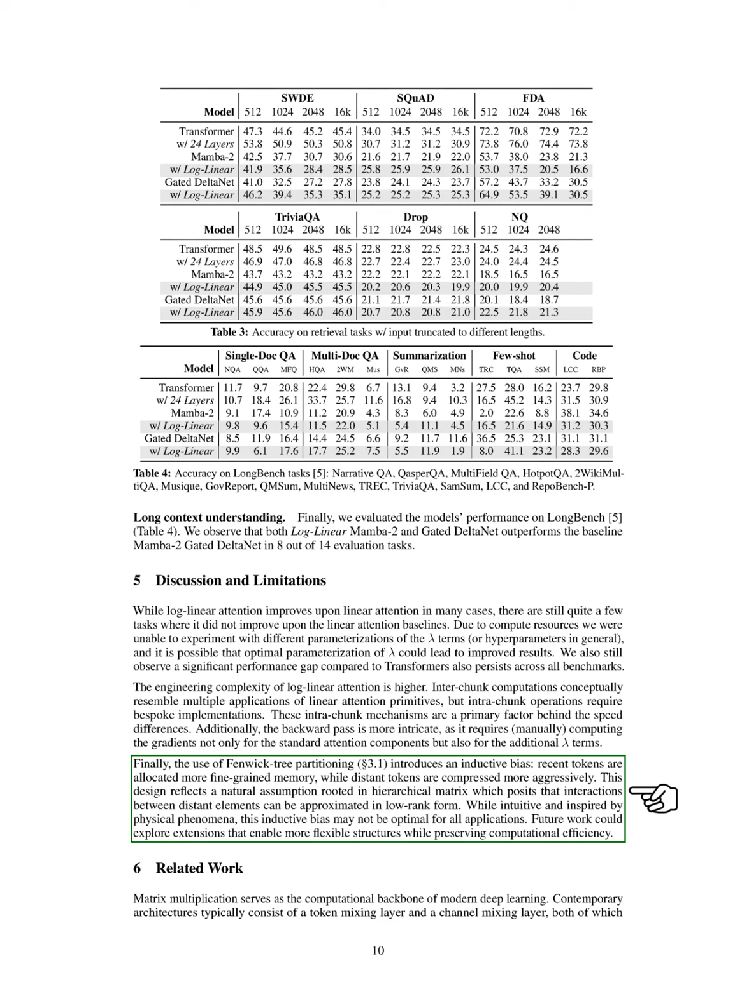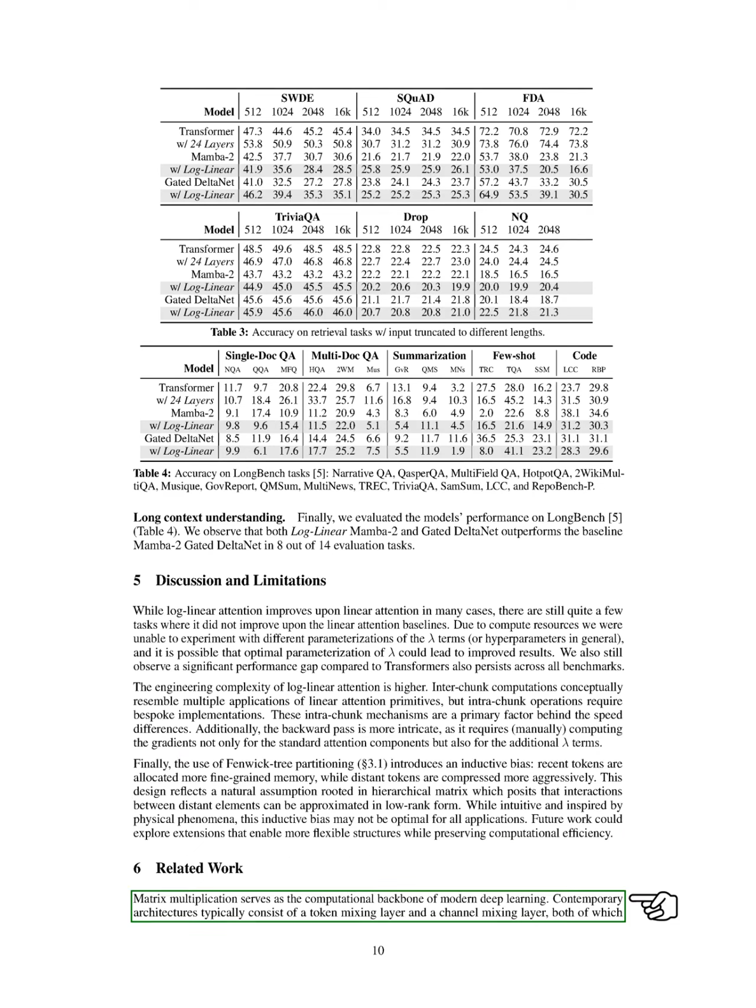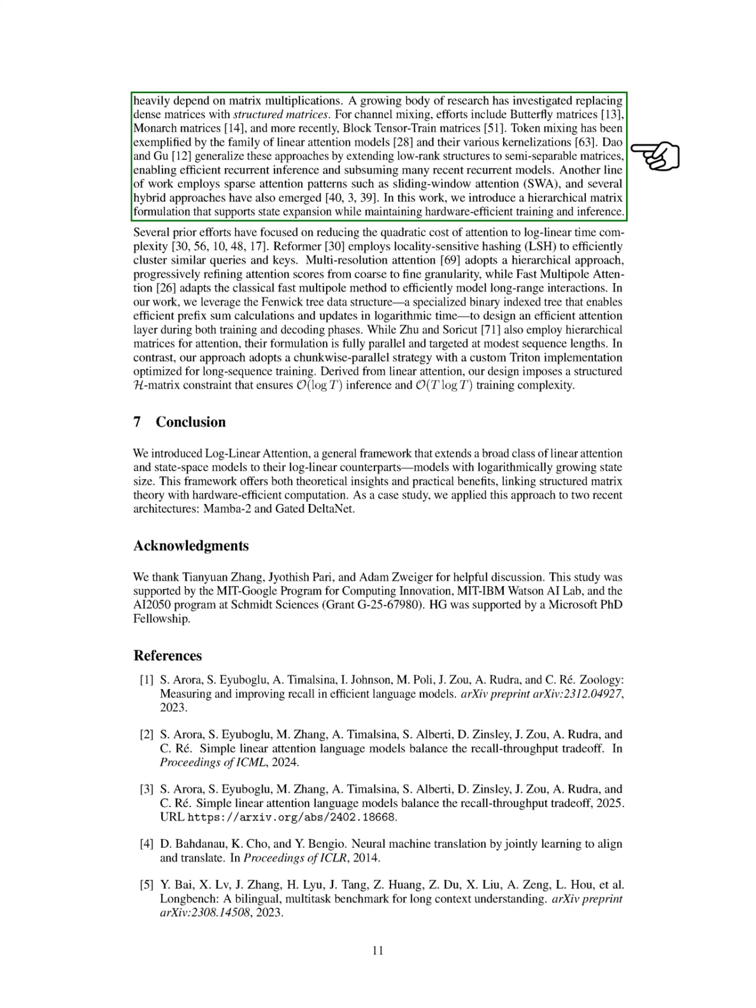Section: Related work. In this section, we discuss related work in the field of matrix multiplication, which is essential for modern deep learning. Current architectures usually include a token mixing layer and a channel mixing layer, both relying heavily on matrix multiplications. We note that researchers are increasingly exploring the use of structured matrices instead of dense ones. For channel mixing, we see efforts involving butterfly matrices, monarch matrices, and more recently, block tensor train matrices. In token mixing, linear attention models and their variations have been highlighted.